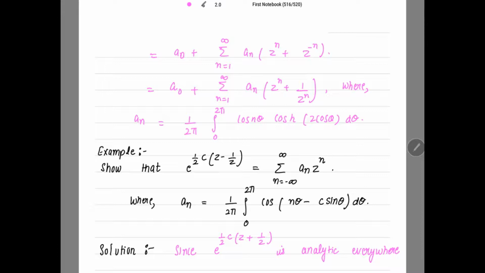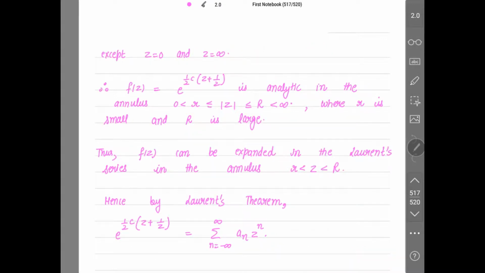Now for the solution, the given function is analytic everywhere except z equal to 0 and z equal to infinity. So this function is analytic in the annulus where |z| lies between small r and capital R, that is, greater than or equal to small r and less than or equal to capital R, which is less than infinity, and small r is positive, where r is small and capital R is large. So f(z) can be expanded in a Laurent series in this annulus. By Laurent's theorem, this function is equal to the sum over n from minus infinity to infinity of aₙ zⁿ.